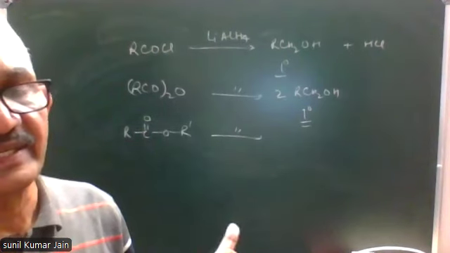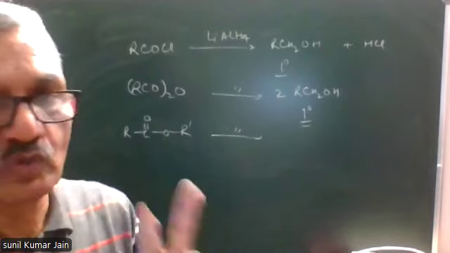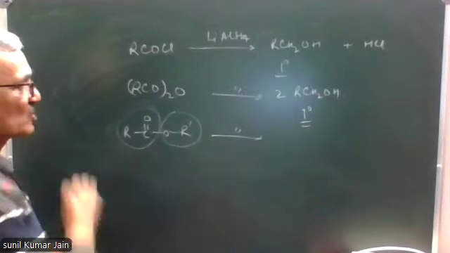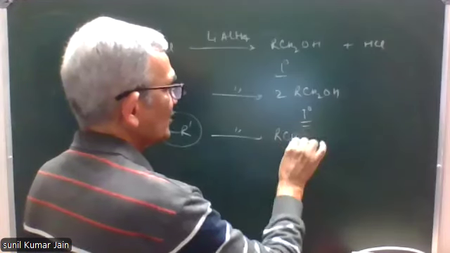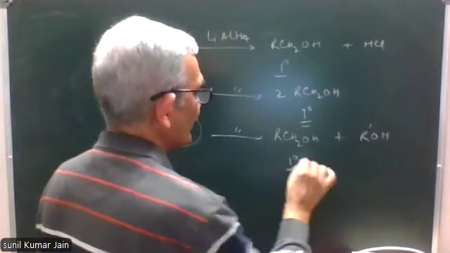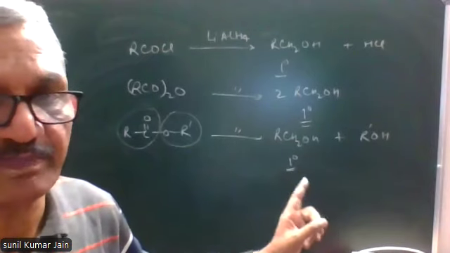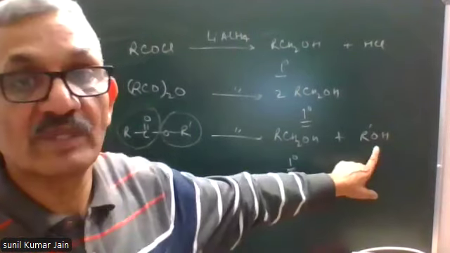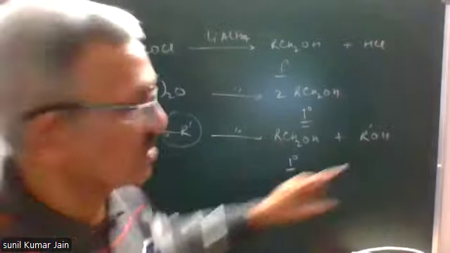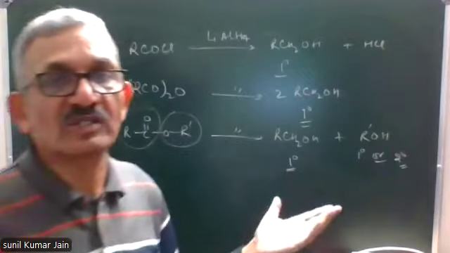Third acid derivative we are taking is an ester. This will give 2 molecules of alcohol. One will be this part and second will be this part. So one is RCH2OH and the other will be R-OH. First alcohol, RCH2OH, will be primary. Second alcohol may be primary or secondary, rarely tertiary, but generally primary or secondary. That will depend on structure of the ester.